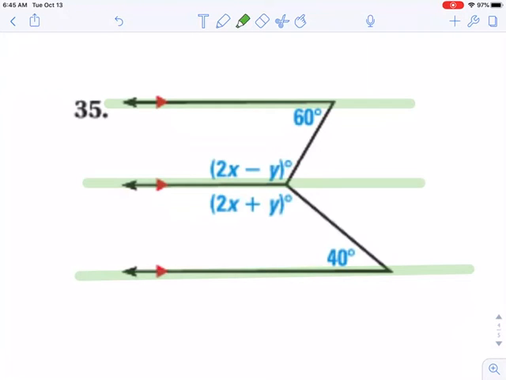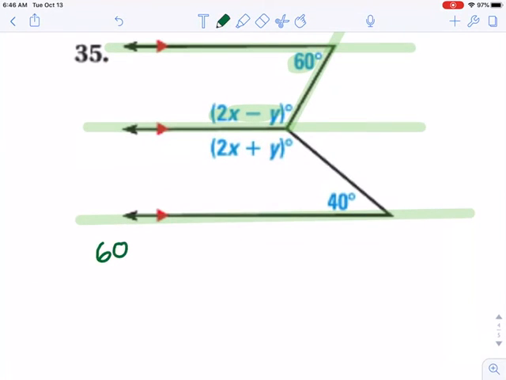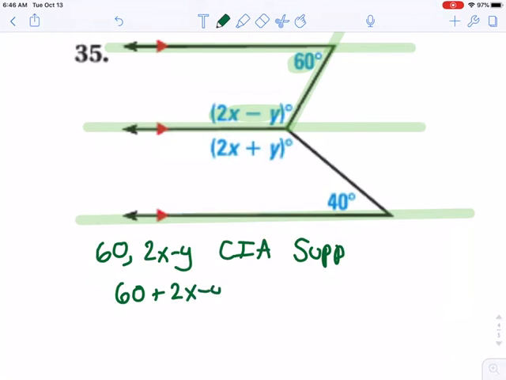Okay? Let's just do this though. Let's focus on this top stuff. All right? We know that these angles, 60 and 2x minus y, those are consecutive interior angles, so we know that they're supplementary. So I'm just going to say 60 plus 2x minus y equals 180. All right, that's going to be my first equation I set up.